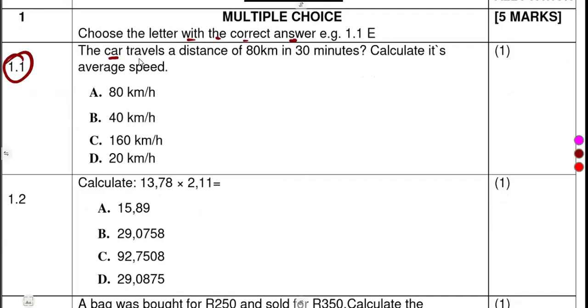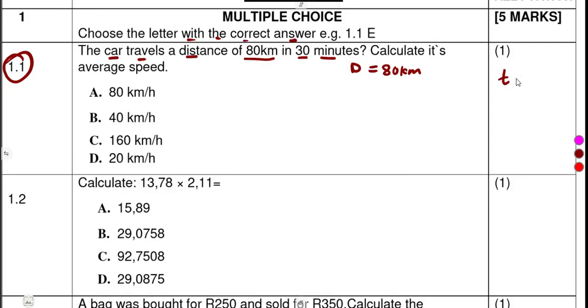The car travels a distance of 80 kilometers. We are given a distance of what? 80 kilometers in 30 minutes. Calculate its average speed. Take note the answers are in kilometers per hour. Our time is supposed to be in what? In hours. Remember, 30 minutes, guys.